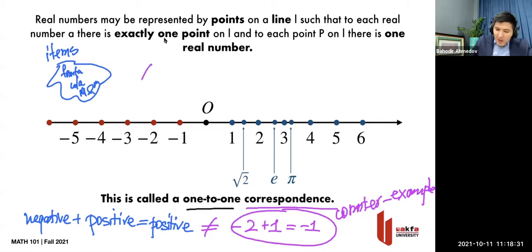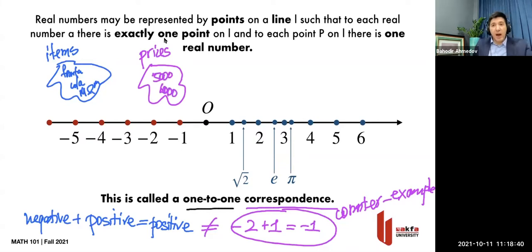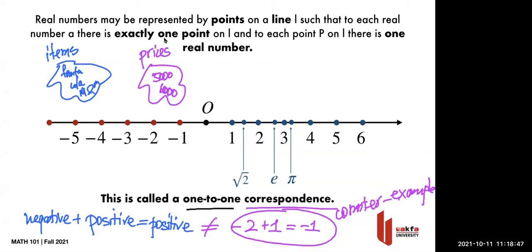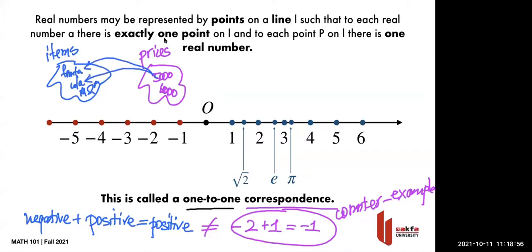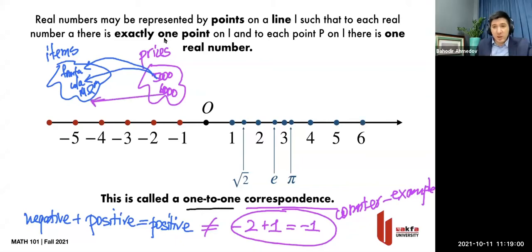And I've got another set of prices, for example, 5,000 sims or 6,000 sims and so on. So what do you think? Whether these two sets make a one-to-one correspondence or not? No, right? Why? Because one price can correspond to two items from the first set. Then this is going to correspond to this one, for example. And these two sets are not going to make a one-to-one correspondence.